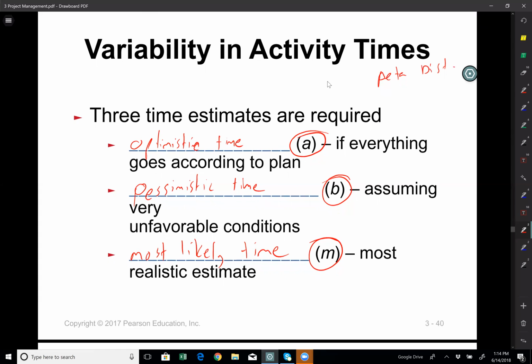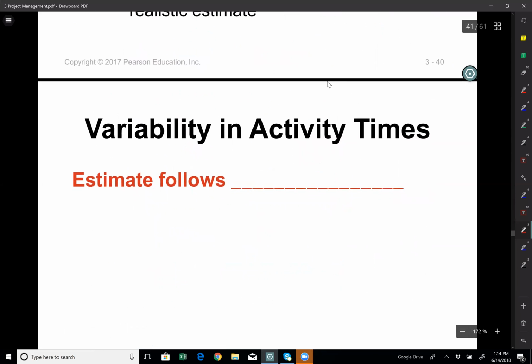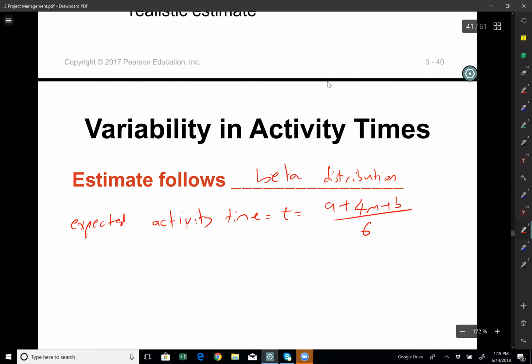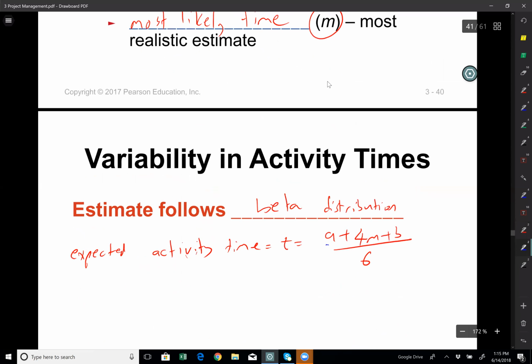So let's look at the expected time of an activity. Again, this is a beta distribution. Expected activity time, or T, is equal to A plus 4M plus B divided by 6. So here A is optimistic time, B is pessimistic time, and M is most likely time. So we give 4 times more weight for most likely time, and this is gonna help us to calculate our expected activity time.